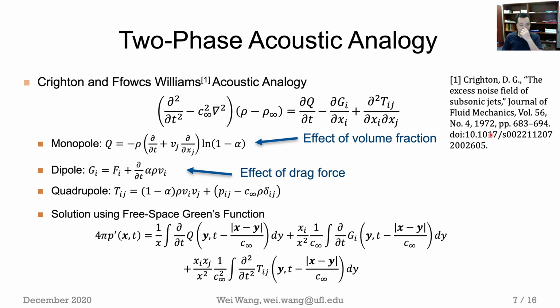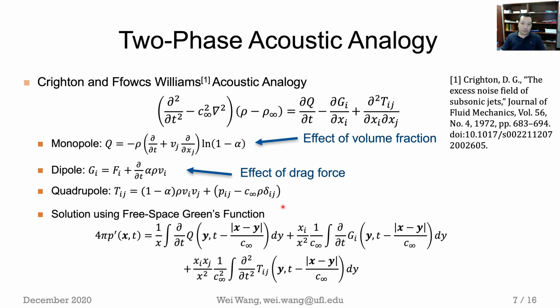And for the acoustic analogy, we use the one given by Crighton and Ffowcs Williams. The inhomogeneous wave equation is given here, and we can see there are 3 source terms on the right-hand side of the equation. There are the monopole sources, which is just a material derivative of this function of the volume fraction of the particles, the alpha here, and this source term represents the effect of volume fraction of the particles on the noise generation. The dipole source consists of the drag force that particles impose on the gas, and also the time rate of change of the momentum due to the particle volume effect. And the quadrupole source is just the Lighthill stress tensor that represents the noise generated aerodynamically.